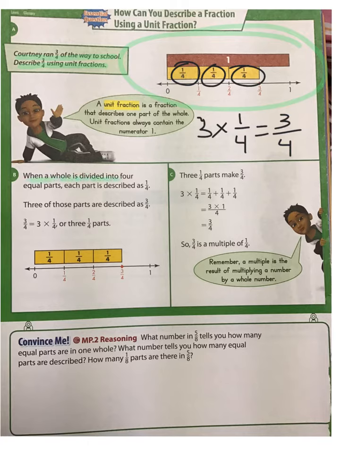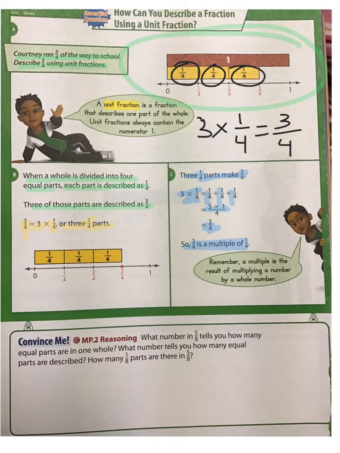Okay, let's look down at B. When a whole number is divided into 4 equal parts, each part is described as 1/4. 3 of those parts are described as 3/4. So we have 3/4 equals 3 times 1/4, or 3 1/4 parts. If we look at C, 3 1/4 parts makes 3/4. So we have 3 times 1/4 equals 1/4 plus 1/4 plus 1/4. We have 3 times 1 over 4, which is going to equal 3/4. So 3/4 is a multiple of 1/4.